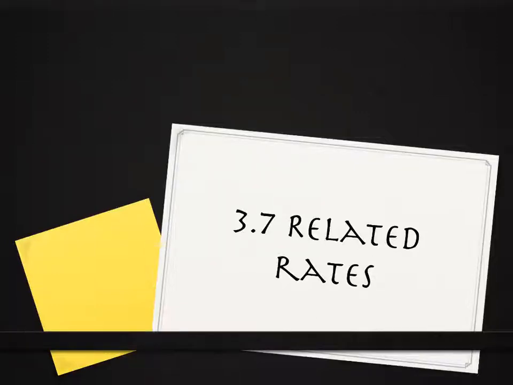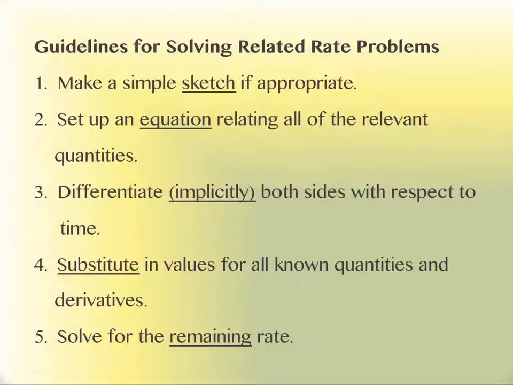Section 3.7, our last section in Chapter 3, is a topic called related rates. What related rates are is they talk about how quickly something changes with respect to something else changing. So in every problem that we're doing, we're talking about how fast something's changing. We're talking about a rate, and rates are derivatives. So this is an application of derivatives.